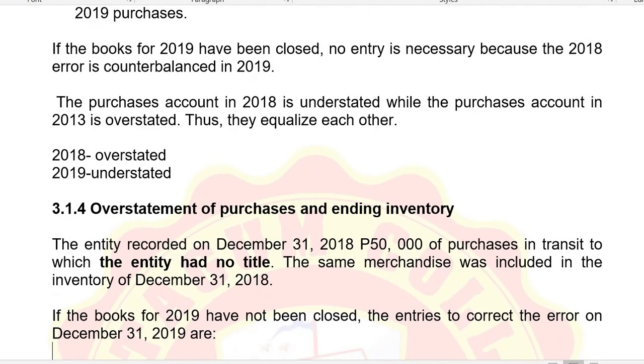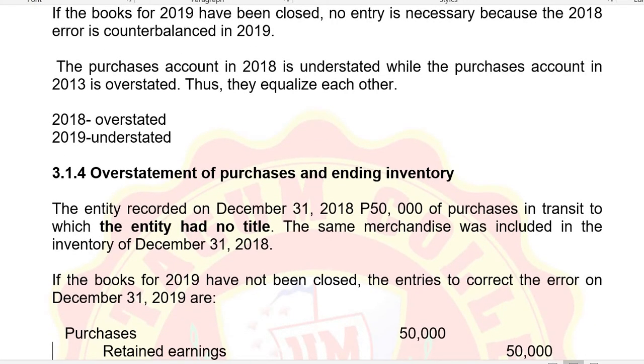Okay, this one. Overstatement of purchases and ending inventory. The entity recorded on December 31, 2018, 50,000 of purchases in transit to the entity which the entity had no title. So, it recorded purchases that should not yet be recorded as purchases because there was no transfer of ownership yet. Then the same merchandise was included in the inventory of December 31, 2018. So the purchases were overstated, and at the same time the ending inventory was overstated, because you included the purchases in transit in your ending inventory.